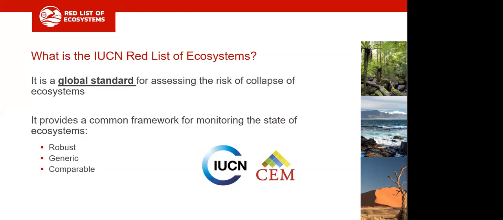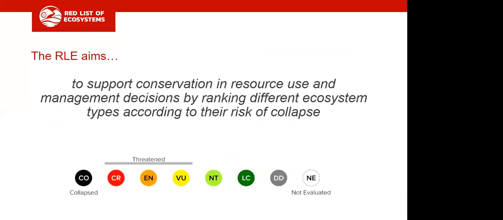So the main goal of the RLE, which is a part of this growing toolkit of IUCN's to assess biodiversity loss risks, is to support conservation, resource use and management decisions by ranking different ecosystem types according to the risk of collapse, in a parallel way to what the Red List of Threatened Species does.